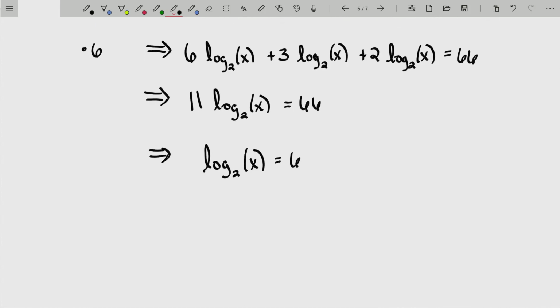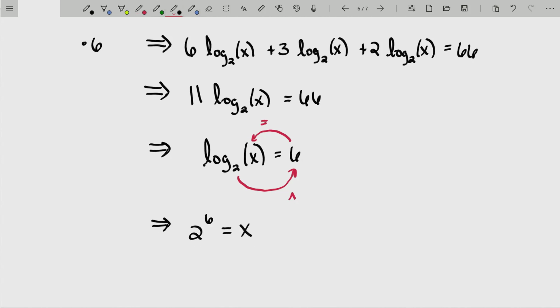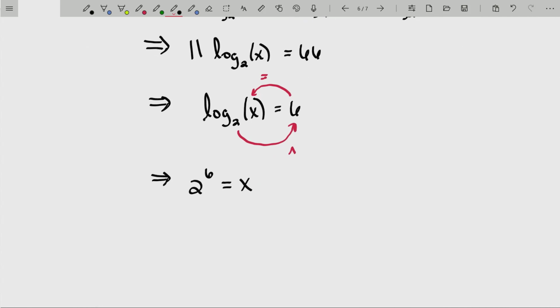And then finally, finish solving this by doing that circular argument. 2 raised to that 6th power should equal the interior. Let me write that down. 2 raised to the 6th power should equal x. And 2 to the 6th is 64. So that implies 64 is equal to x.